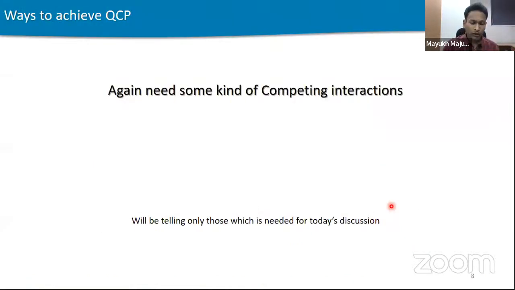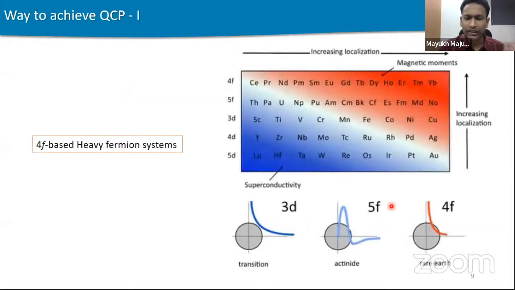So now what we have understood is that you need some kind of competing exchange interactions in order to achieve this quantum critical point. There are several mechanisms by which you can reach a quantum critical point, but today I'm going to talk only about those relevant to today's particular topic. So to start with, let me tell you a few things about these 4f based systems.